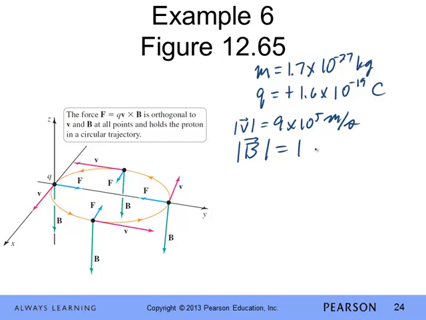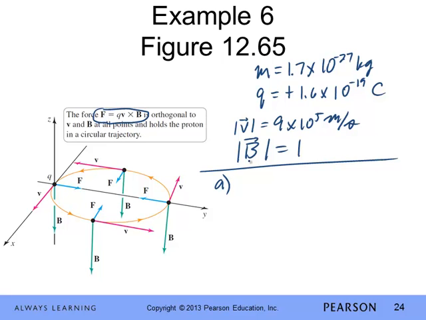So let's just do part A, and I'll let you do part B on your own if you're interested. Part A for this problem is: find the magnitude and direction of the force on the proton at the instant it enters the magnetic field. Now, the force is given by the charge times V cross B.